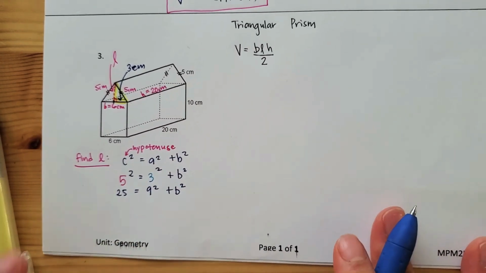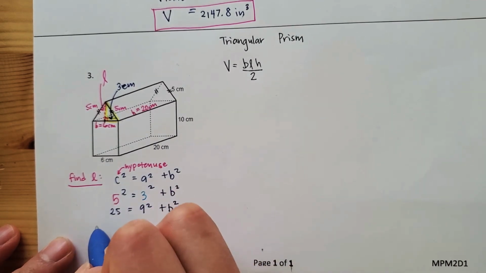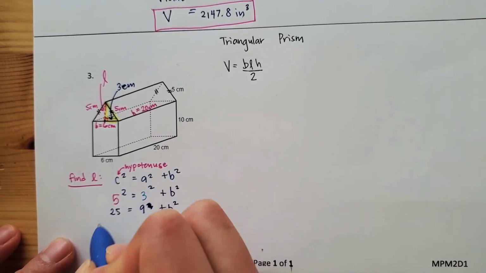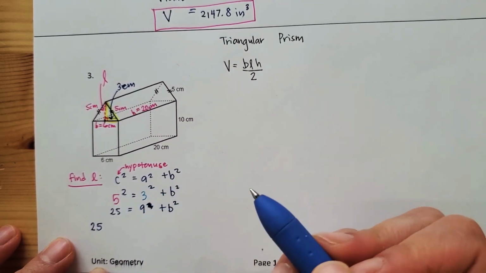Then use your skills with solving equations and you're going to isolate b. Okay, so you're going to have, oh, sorry, that square shouldn't be there. You're going to have 25. So that square shouldn't be there because 3 squared is actually equal to 9, right?